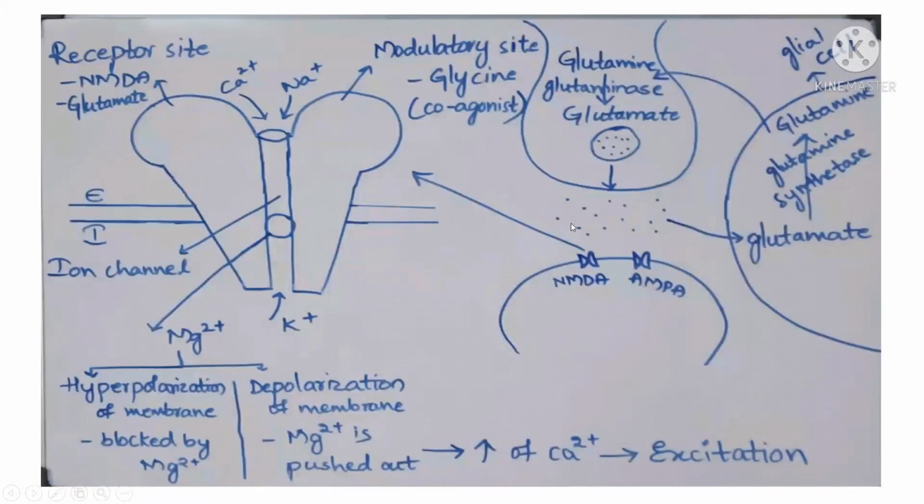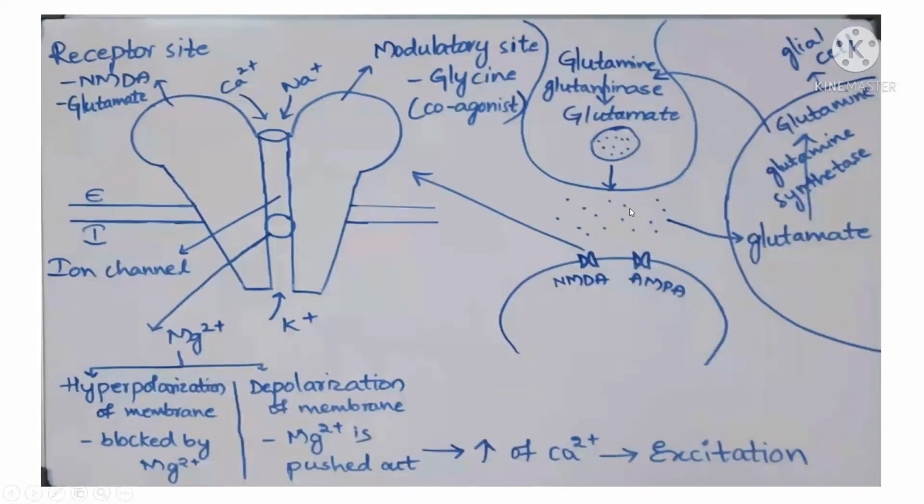Next, here we can see a neuron. This is a presynaptic neuron and this is a postsynaptic neuron. This is an excitatory neuron, and this is a glial cell. When there is a stimulus, the calcium channels open and calcium enters this nerve terminal, and there is a release of glutamate from the synaptic vesicles into the synapse. These are the synaptic vesicles in which the neurotransmitters are stored.